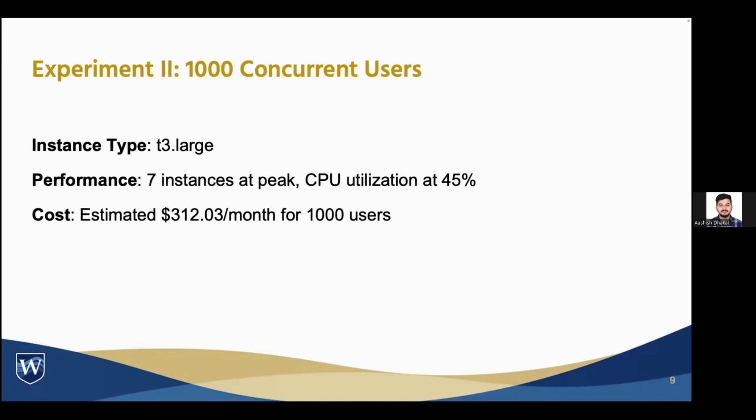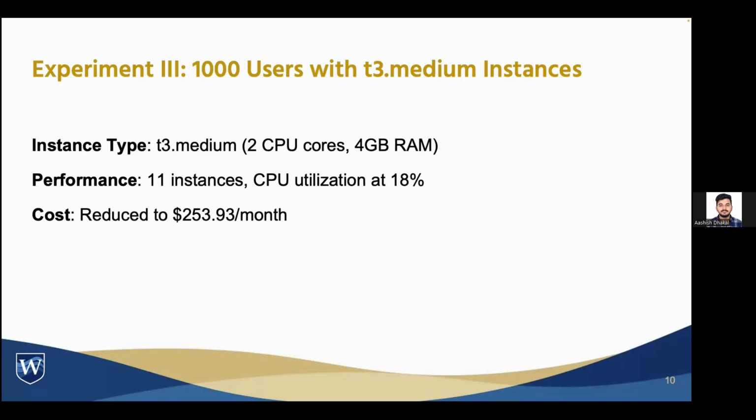Moving to the second experiment, we scaled up to 1,000 concurrent users using the same instance. At peak load, we used 7 instances with CPU utilization at 45% on average. The cost for the setup was approximately 300 USD. This experiment showed us that while the system could handle a larger user base, the cost was significantly higher than for 100 users, and we needed a more efficient configuration. So we moved to the third experiment.